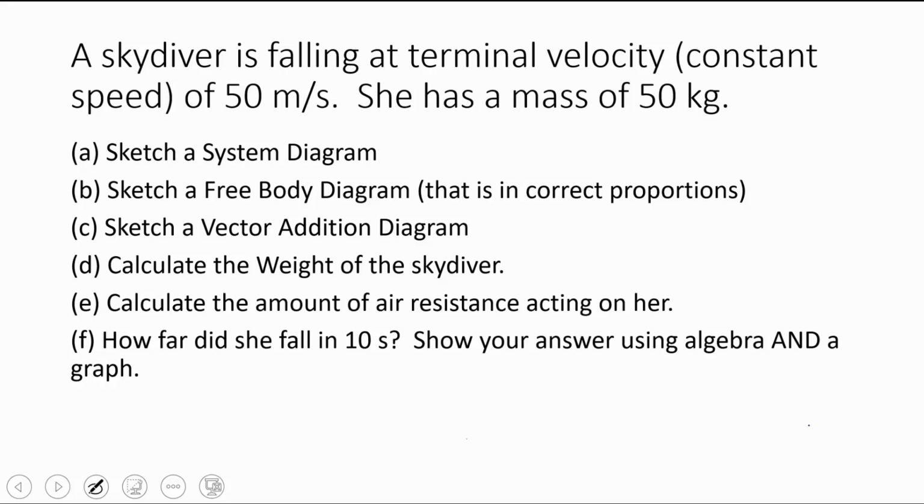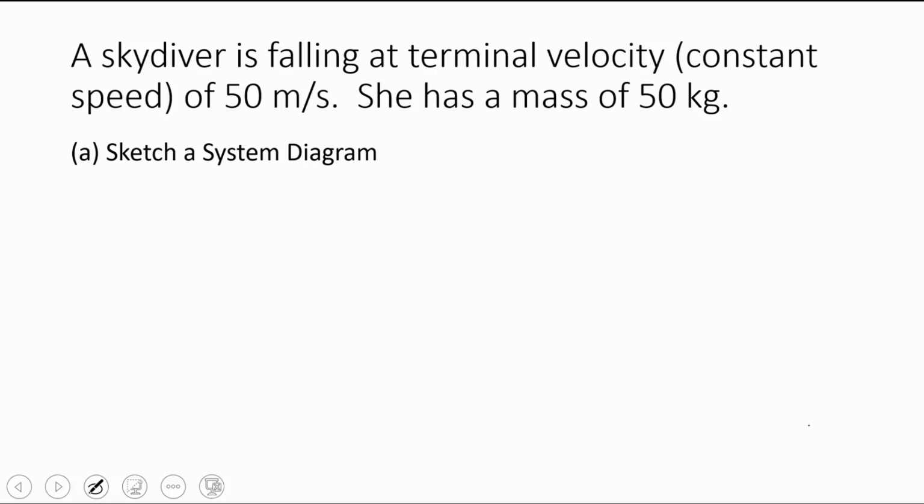So we're going to do several things. Sketch a system diagram to see which objects are interacting and what forces. Sketch a free body diagram in correct proportions. Sketch a vector addition diagram. Calculate the weight of the skydiver, the air resistance acting on her, and then we're going to figure out how far she fell in 10 seconds. And we're going to show that answer with algebra, and we're going to try to do that with a graph as well. So first, let's sketch a system diagram.